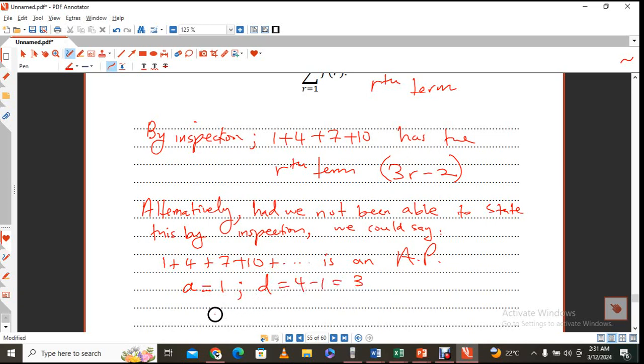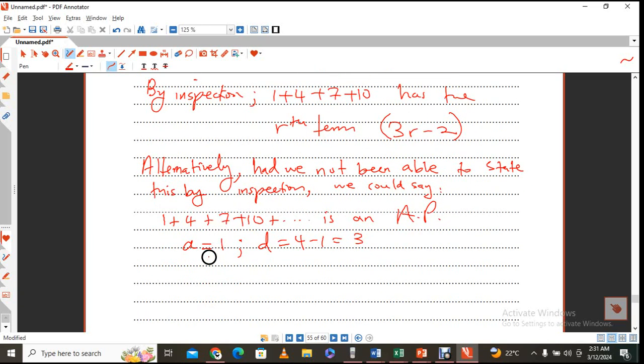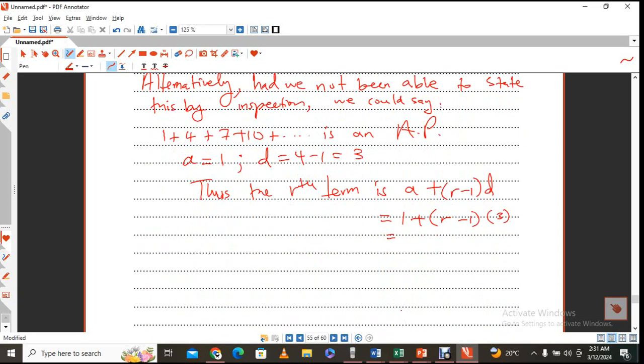And if that is the case, we'll say thus the r-th term would be a plus (r minus 1) times d, which is 1 plus (r minus 1) times 3. Well, if you clean this up, you're going to end up with nothing but 3r minus 2. Okay, so if that is the case, there's one more step that we need to do.